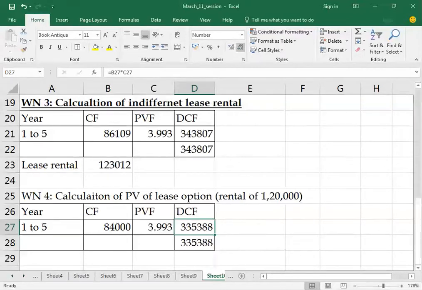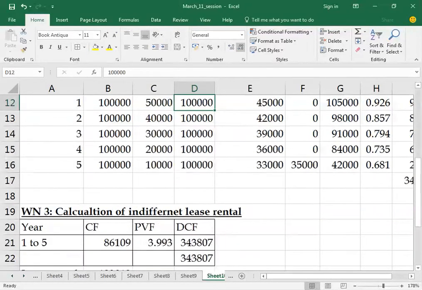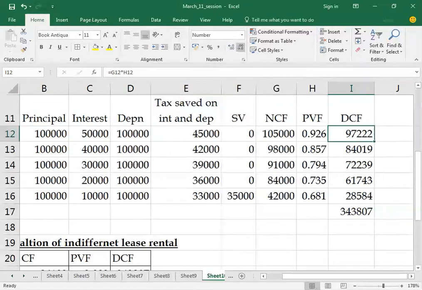Interest rate payable, which will make the firm indifferent to the loan option. Any doubts on 335,388? Now please listen. We are paying 343,807, but the requirement is that we have to bring it down to 335,388.